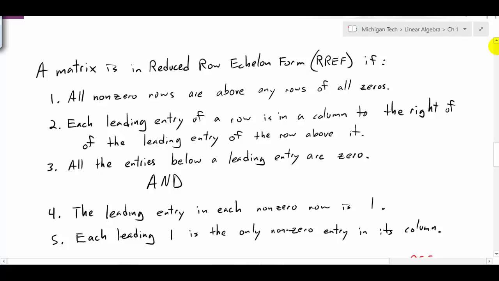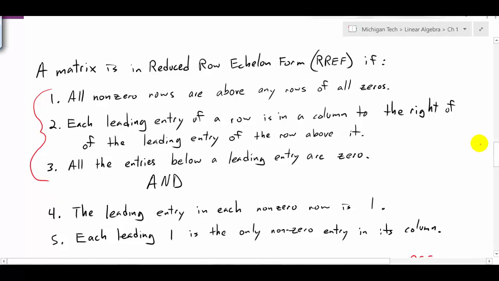Now what about RREF form, or reduced row echelon form? Well, a matrix is in reduced row echelon form if, first of all, it must satisfy all the conditions of row echelon form. That's what those first three are, the exact same conditions we just looked at. So not only must it satisfy all those, but it must satisfy two additional criteria.